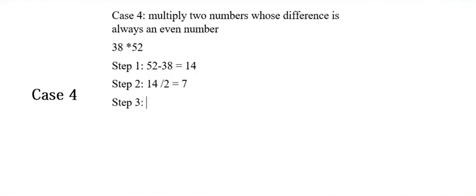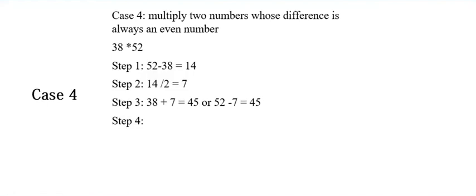Now whatever the answer 7 I get, I will add to the first number, 38 plus 7. That will be equal to how much? 45. Or I can even subtract from the second number, that is 52 minus 7. That will also be equal to 45. Correct? Now let's go to step number 4.